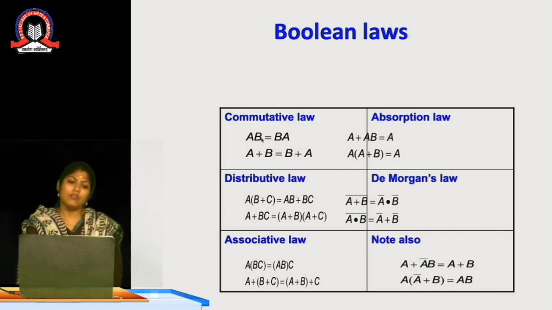Commutative law: A into B can also be written as B into A. A plus B is also written as B plus A. So A into B is equal to B into A, and A plus B is also B plus A. 2 threes are 6 and 3 twos are 6, so one and the same.